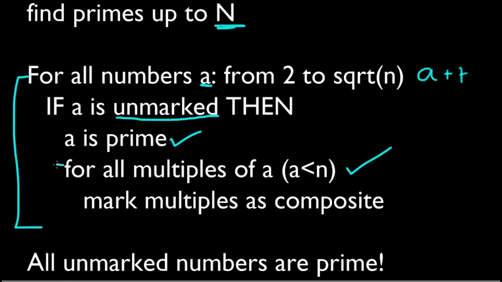Notice here that this is also a loop. So we have a main loop for, and when we find a prime, this marking off of multiples is also a loop. So it's important to notice here that we have a nested loop. We have a loop inside a loop.